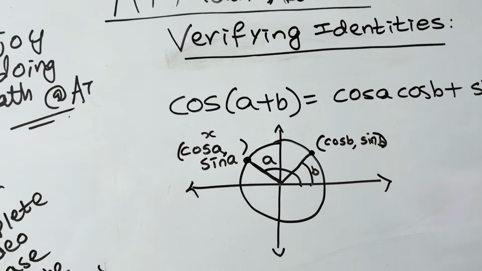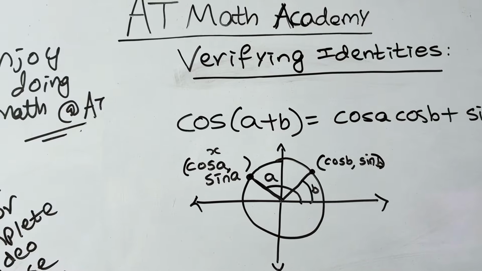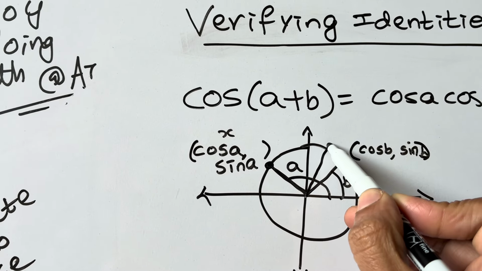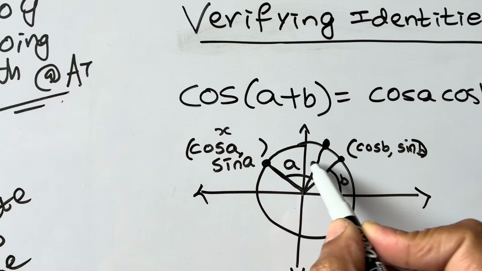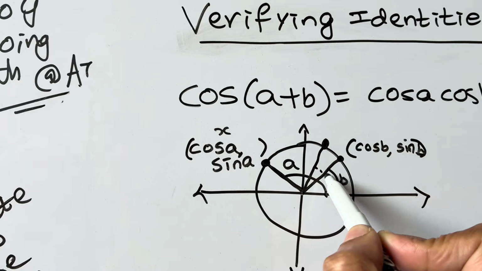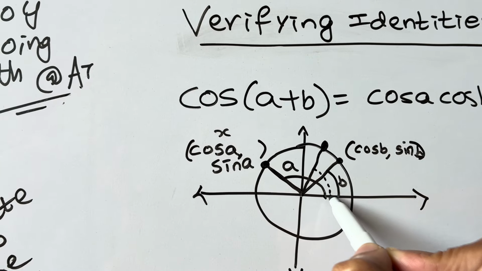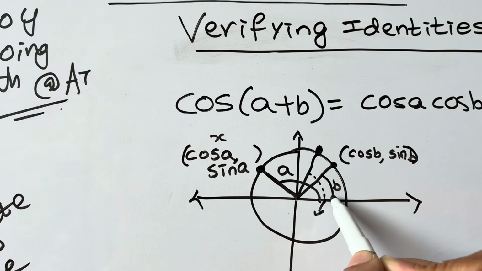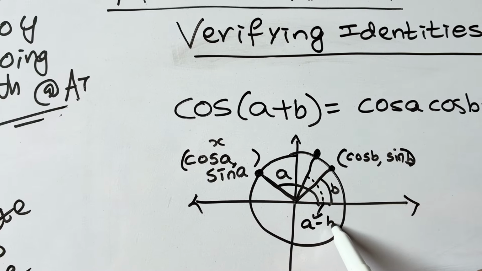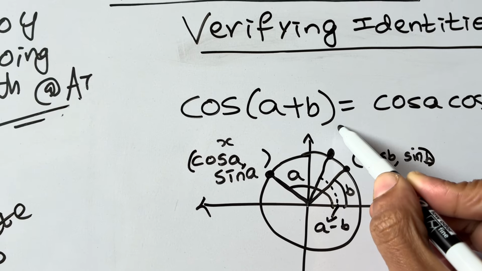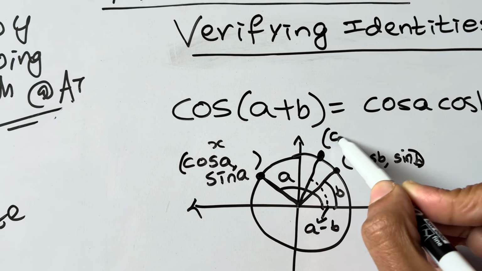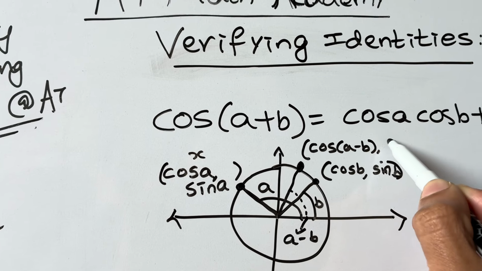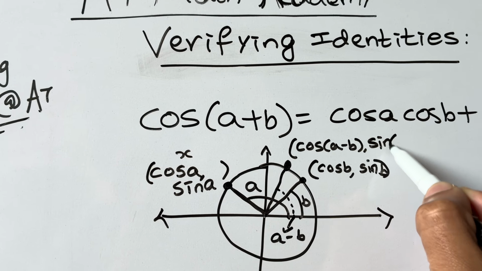So in this case, I'm going to draw one more ray here, and this angle I'm going to show with my dotted line. So this can be marked as angle A minus B. Then my coordinates over this point would become cos of A minus B and sine of A minus B.